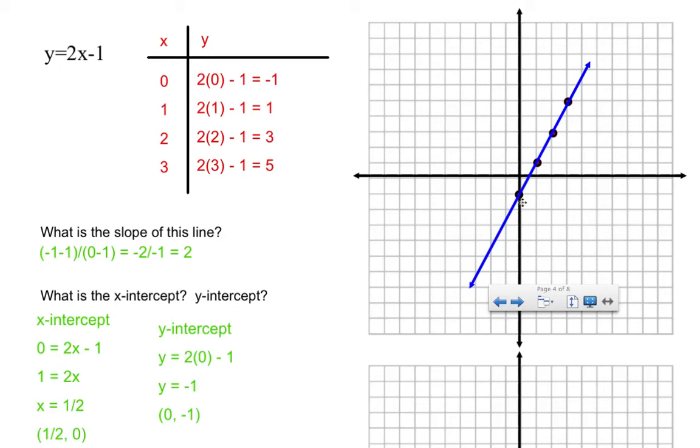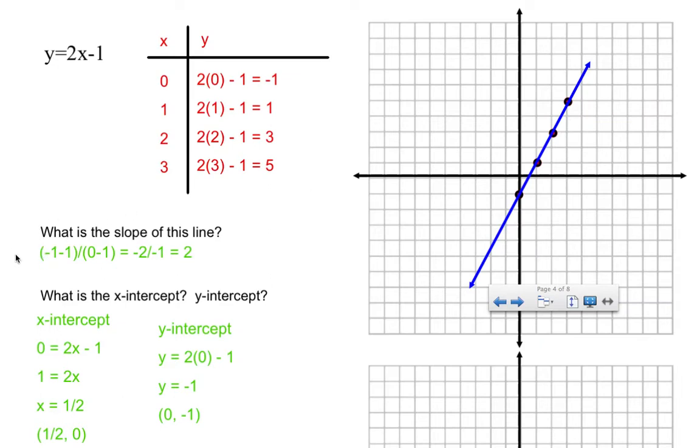Some of you were using the counting method we learned in a previous video, where from one point to another, this is an increase of 2 and an increase of 1. So rise over run means up 2 over 1. So the slope is 2. If you went between 2 other points, it's the same idea. I rise 4, I run 2. 4 over 2 is also 2. So it doesn't matter which points you pick.